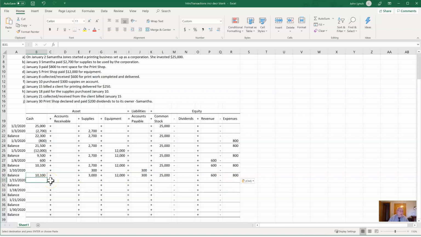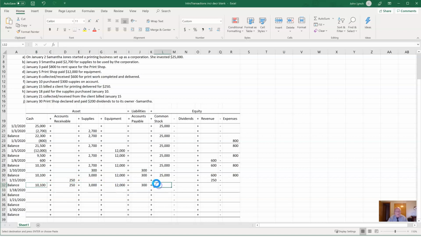On the 15th, we collected, let's see, we didn't collect, we billed a client, okay? Keyword billed, so that means we did not collect it for $250. So that gives us $250 in accounts receivable because the client owes it to us, and revenue will increase by $250 because we've earned it. So then we add these up, plus the 0, just add everything together, going down.